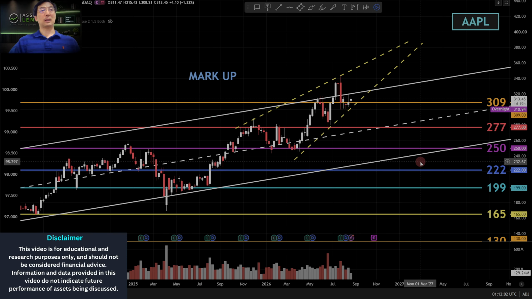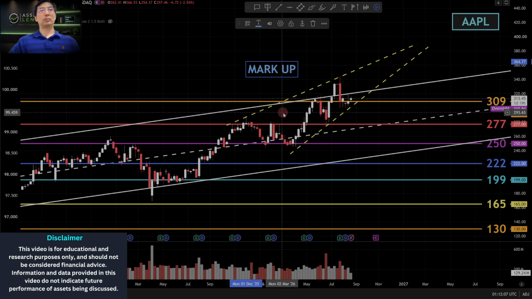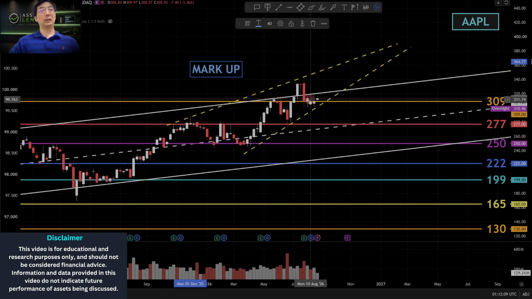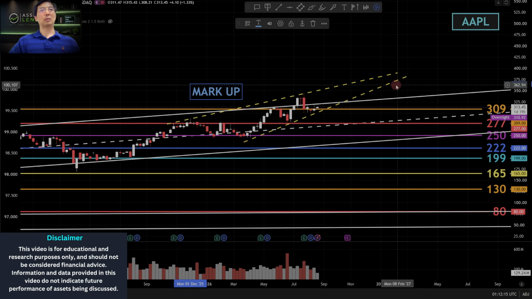From a big picture perspective, Apple is still in a markup stage of the market cycle. However, the short term has turned sideways. So previously we talked about that there are two risks.